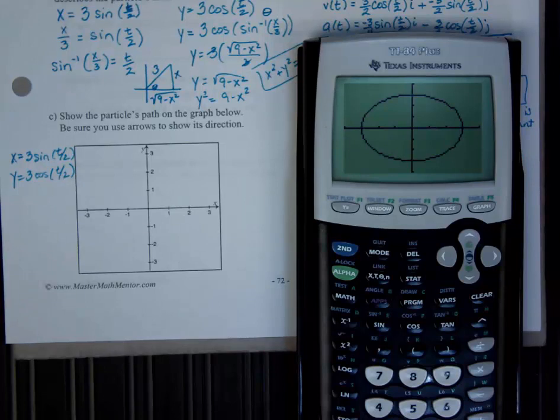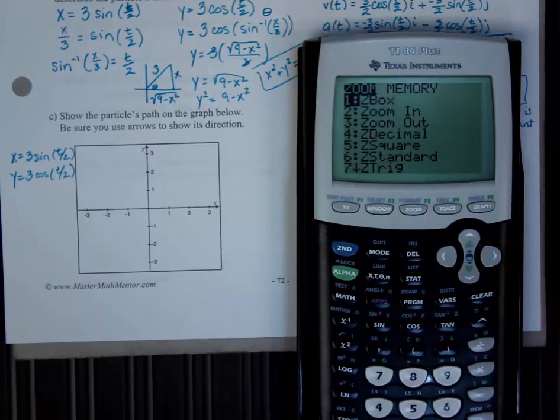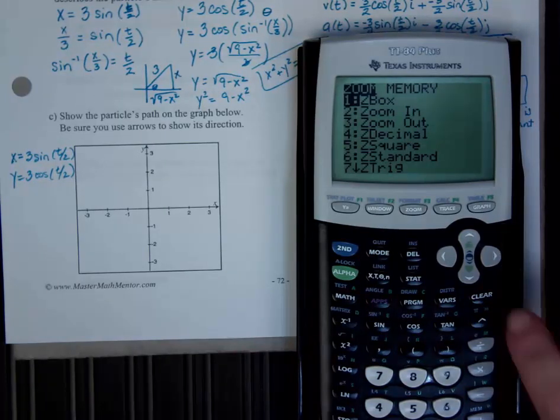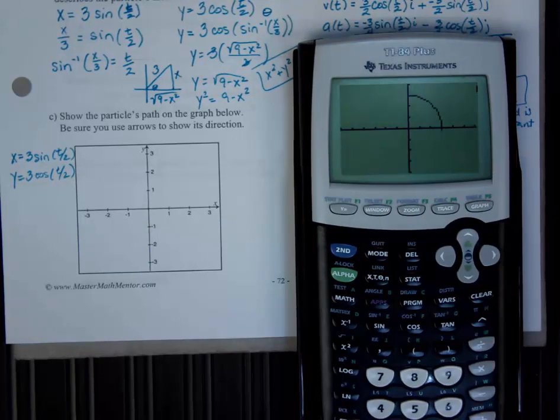Here's one way to fix it. Your method works too. You did a Zoom 4. Everybody listen, please. Push the zoom key and go look at number 5. Number 5 says Zoom Square, and what that does is square out the screen. It makes it more proportional. So if you push Zoom Square, your circle should be perfect. That's a beautiful circle.